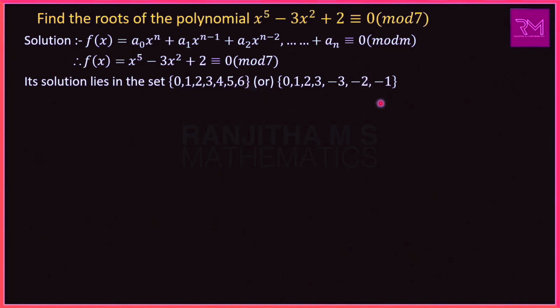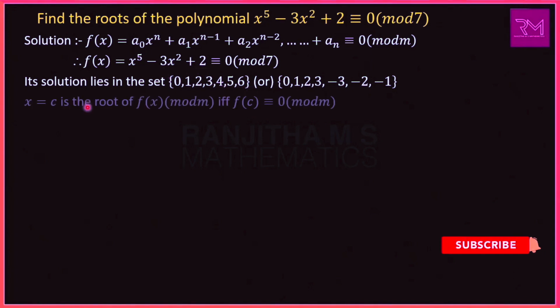Similarly, 6 is nothing but minus 1, because 6 is congruent to minus 1 under mod 7. We have to consider this under modulo 7. So we can substitute minus 3 in place of 4, minus 2 for 5 and minus 1 for 6, because substituting bigger values gives larger numbers that are difficult to calculate. Or we can substitute x as 4, 5 and 6 and check the congruency; both are the same. So we check the congruency: x equal to c is a root of f(x) under mod m if and only if f(c) is congruent to 0 mod m. If this condition holds, then c is a root of f(x) under mod m.